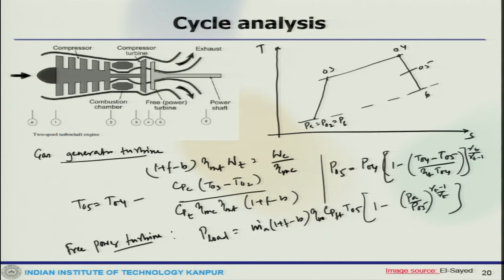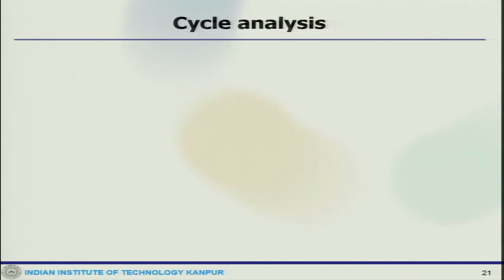Now, that is how you can have single spool or double spool turboshaft. The detailed analysis of the other components we can carry out in a similar fashion to what we have done for turboprop or any other turbine engines. Now, with that we will move to the one which is the propeller fan.